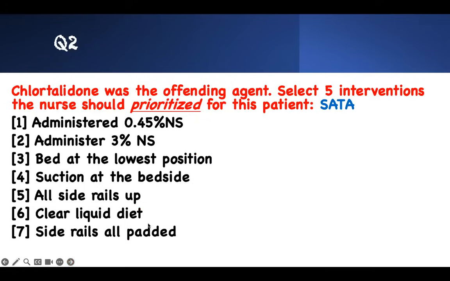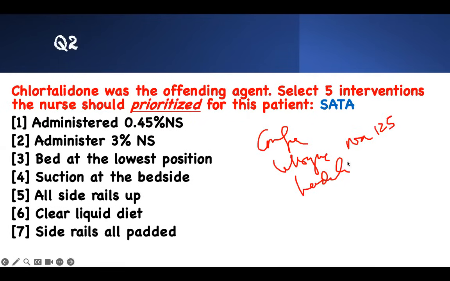So part 2, chlorthalidone was the offending agent. Select 5 interventions the nurse should prioritize for this patient. What do you think? You came in with confusion, you're lethargic, right? And you have a headache. And your sodium is 125, right? You see 125, I think 123.